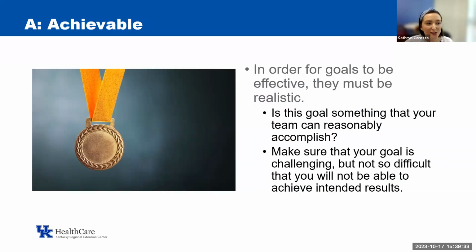A stands for achievable. So in order for goals to be effective, they must be realistic. Achievable goals are realistic and attainable given your resources and constraints. So something unachievable might be, I'll run a marathon next month, having never run before. But an achievable goal might sound like, I will complete a 5K run in 6 months after training regularly.